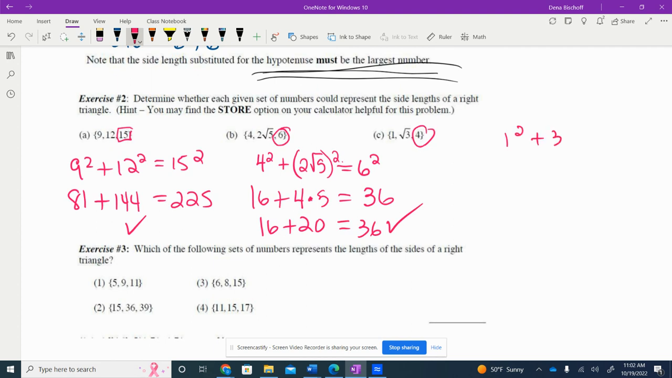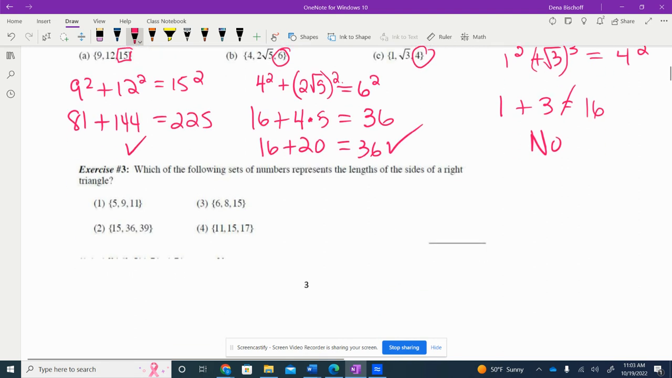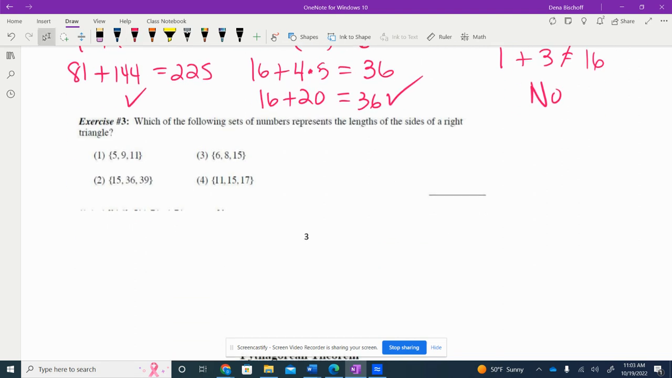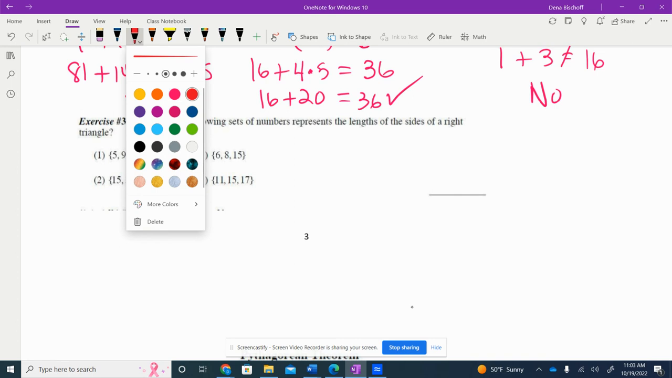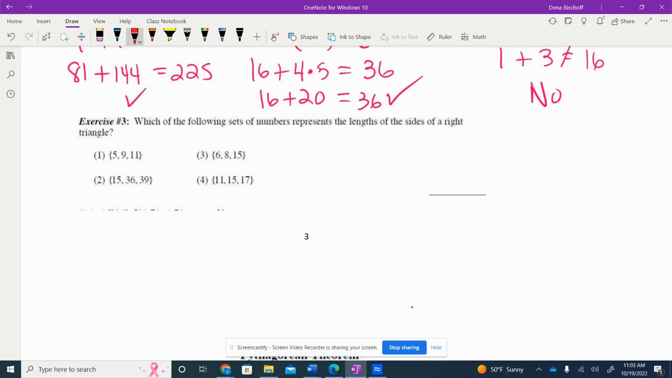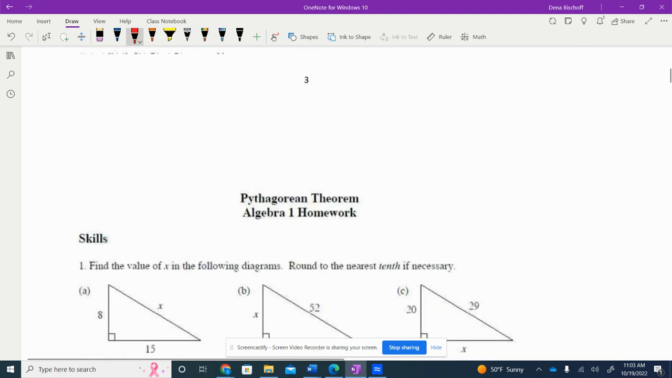1 squared plus the square root of 3 squared equals 4 squared. Well, 1 squared is 1. The square root of 3 squared is 3, and that does not equal 16. So this is a no. All right. So which of the following sets of numbers represents the lengths of the sides of a right triangle? So we're going to do the same thing again. You're just going to use the Pythagorean theorem. So set it up and see if they are Pythagorean triples. So longest sides, and see if they work. I'm not going to go through that one with you. You should pretty much have it figured out by now.